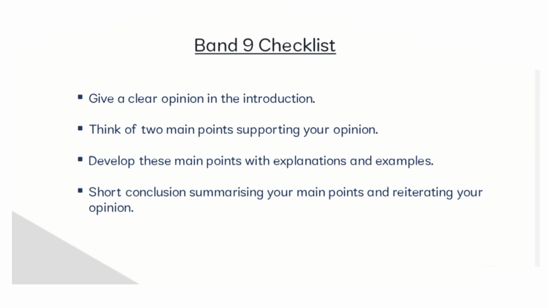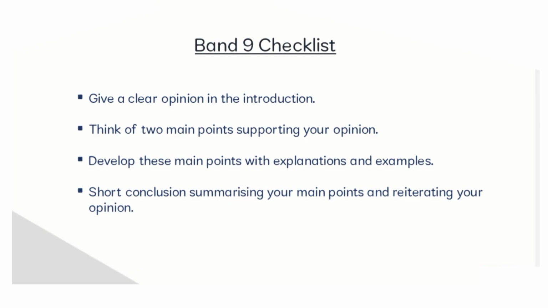So guys, before getting into our topic, do you know what is Band 9 checklist? Band 9 checklist gives you a brief idea about the content of our essay. Like, what are the contents which are necessary to get a Band 9? First and foremost, give a clear opinion in the introduction. Next is think of two main points supporting your opinion. So, in our introduction itself, we should make our opinion clear. Like, this essay completely agrees with that statement, and through such statements, we should make our opinion clear in the introduction itself. Then, for supporting our opinion, we should find two reasons.